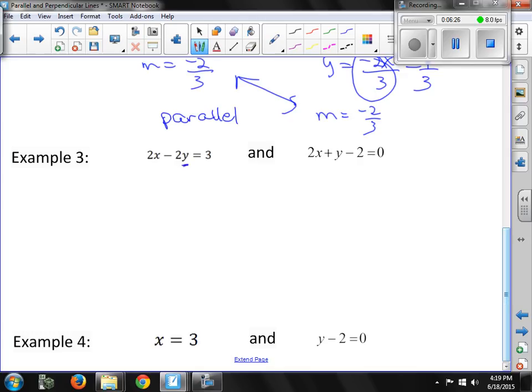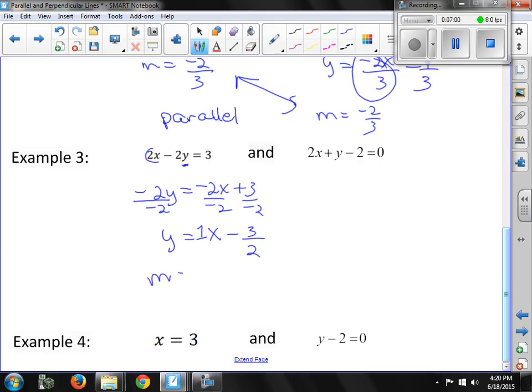Let's solve for y in this example. So negative 2y, I'm just going to move this 2x over to the other side as a negative. When you move a term from one side of the equal sign to the other, you change its sign. That's a little bit faster. Divide everything by negative 2. y equals, now negative 2 over negative 2 is a 1x. And a positive over negative is a negative 3/2. There really is a coefficient of 1 in front of the x, so my slope here is 1.